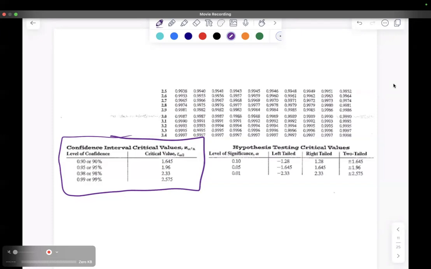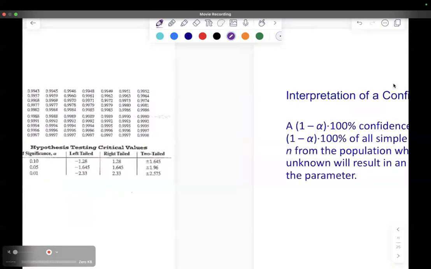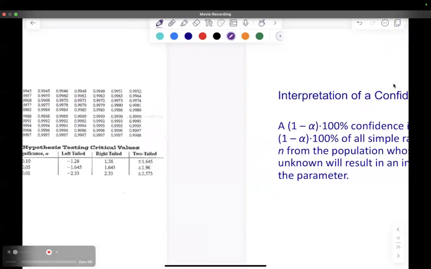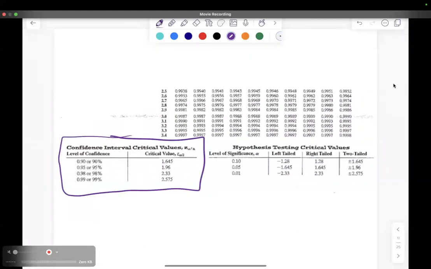Okay, so these are the most common critical values. Thank you, Maggie. Thank you, Natalie. Thank you, Andrea and Hannah. I'm flustered now. So if you get something else, you're going to need to use inverse norm.